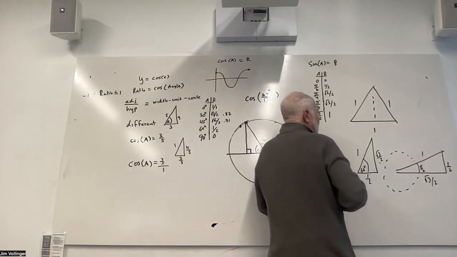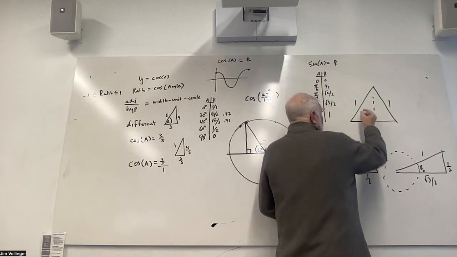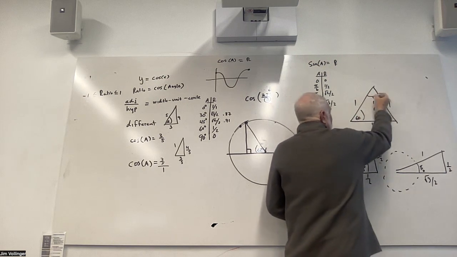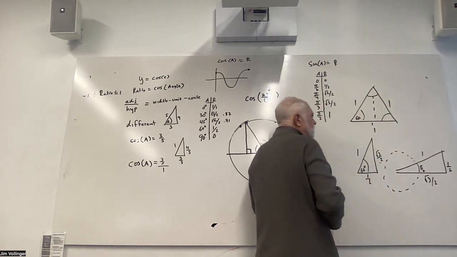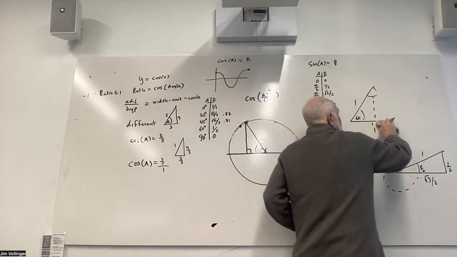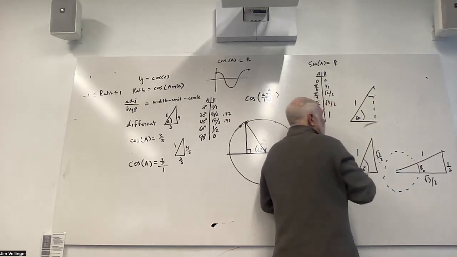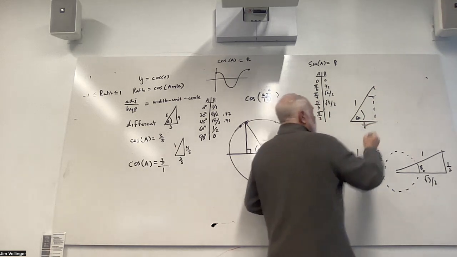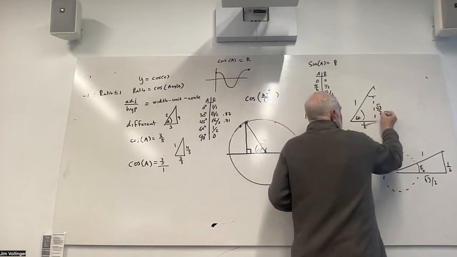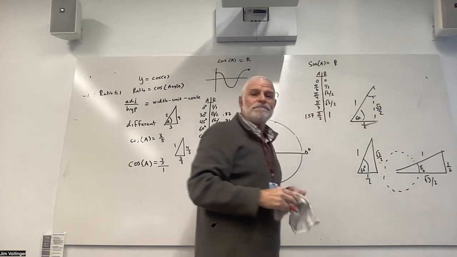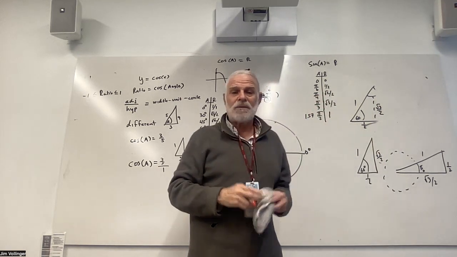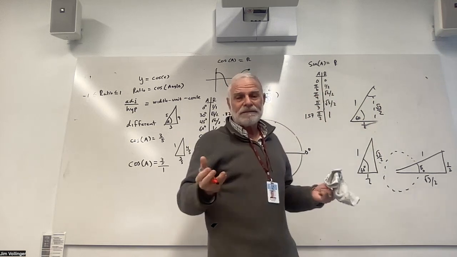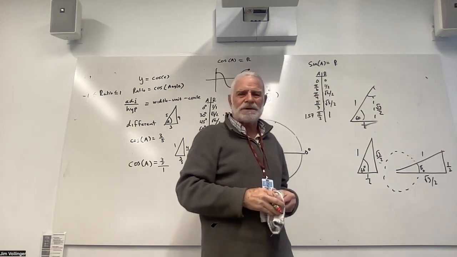Equilateral triangle, all sides are 1 unit long, which means all angles are 60 degrees. I am going to cut it in half. That gives me 1/2, and Pythagoras gets us √3/2 as our missing side length. And √3/2 is about 0.87. You've got to have a feeling for the numbers.